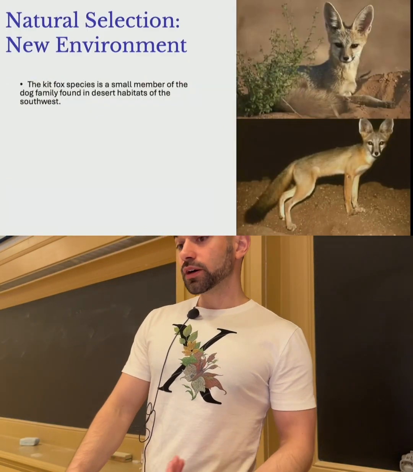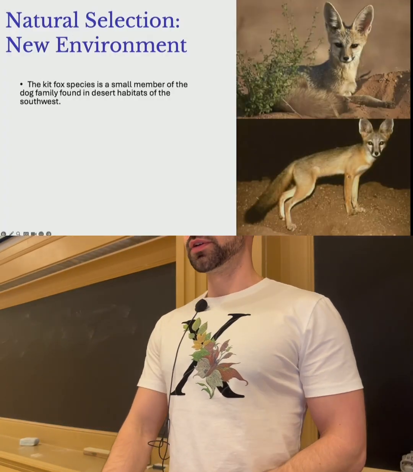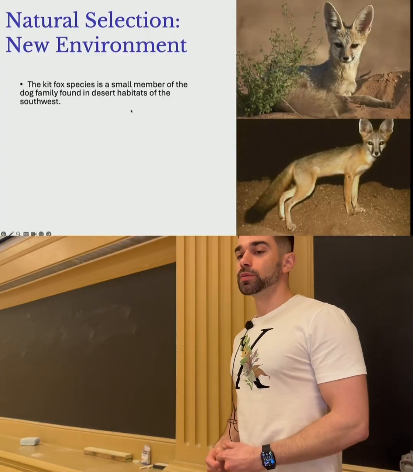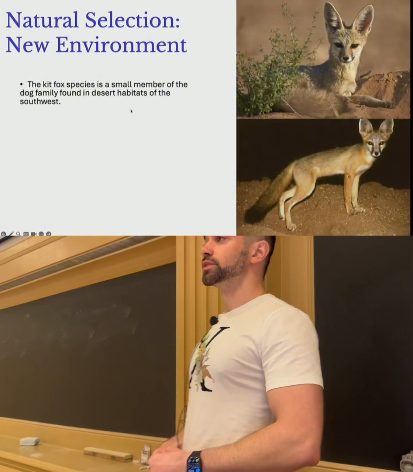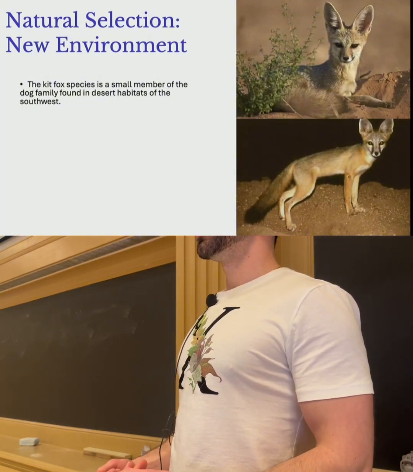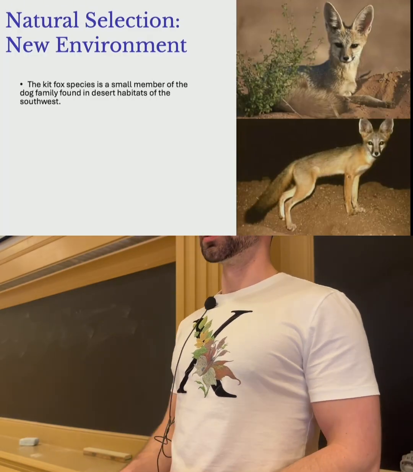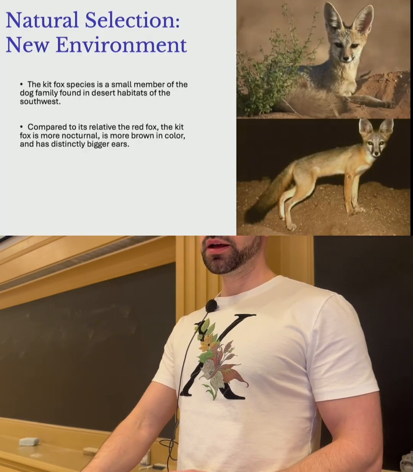Starting with the kit fox. So these are two nice photos of kit foxes. The kit fox species is a small member of the dog family, Canidae. It's found in desert habitats of the Southwest. Has anyone seen one of these in real life? No? I'll be on the lookout for them, but I haven't seen one in real life. It might be around here though.